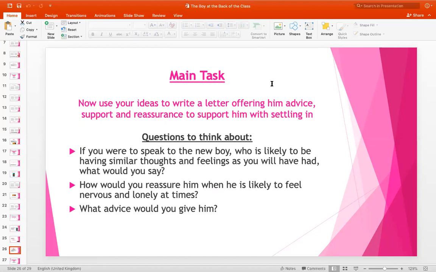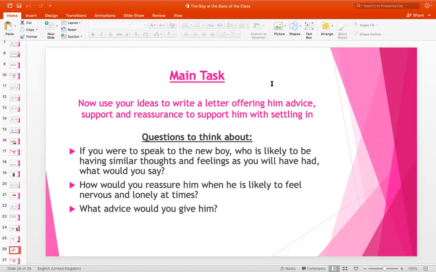We know that this boy has come new to the school, so we need to help him, we need to give him some advice. I've got a few questions for you to help you plan your letter and write it out. We know that we need to have paragraphs, so we generally start a new paragraph when we start a new idea. So when you're planning your letter before you start writing it, I've got a few questions to help you.